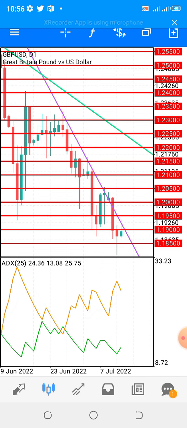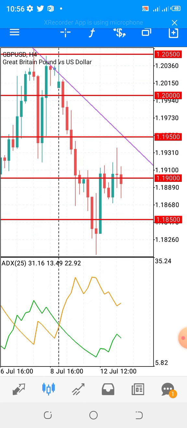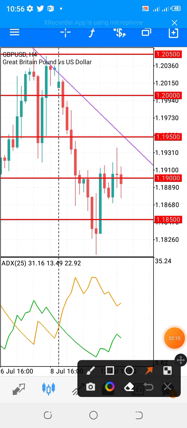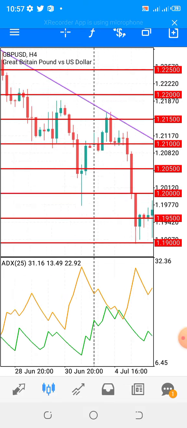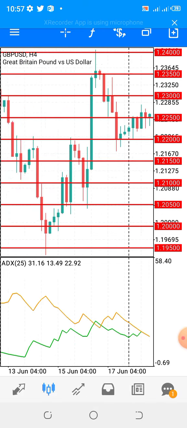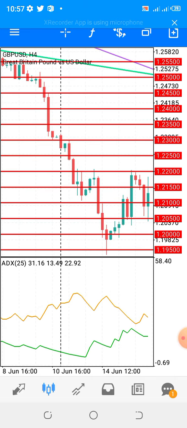Then the third thing is that I move down to the 4-hour time frame and also draw my trend line. This purple line here is my 4-hour time frame trend line. So this is how I set up my trend lines: weekly trend line, daily trend line, and 4-hour trend line.